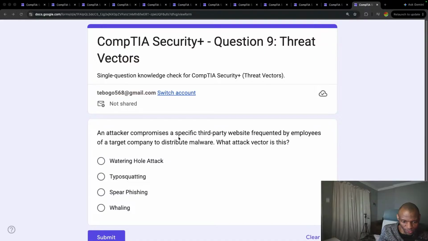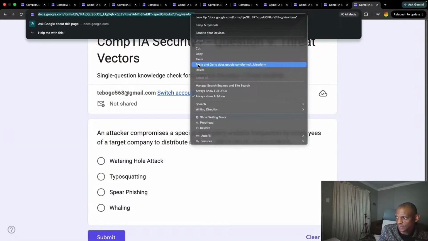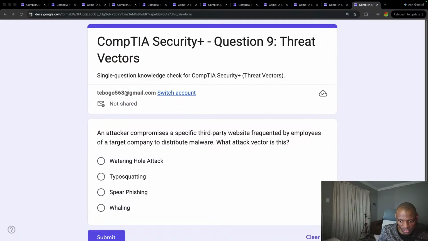So on this question, what they're saying is that an attacker compromises a website or an application that you are using. So they don't attack you directly. They're going after a platform or a service that you are using to get your information. What kind of attack is that? That's the question here. So I'm going to copy this link. I'm going to share it on the chat. Then you guys can try and choose the correct answer.